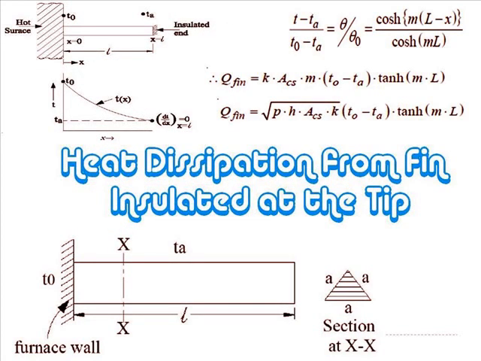So friends, in this video we are going to discuss heat dissipation from the fin insulated at the tip. It means that when the fin is insulated at the tip, there is no temperature gradient at the fin tip, or the temperature gradient at the fin tip, that is dT by dx, is 0.